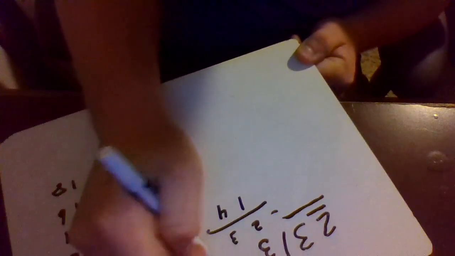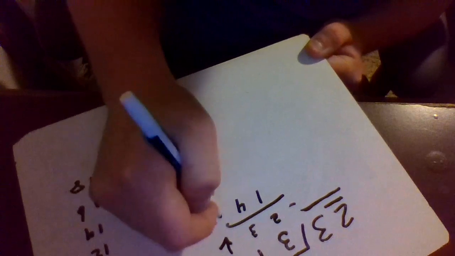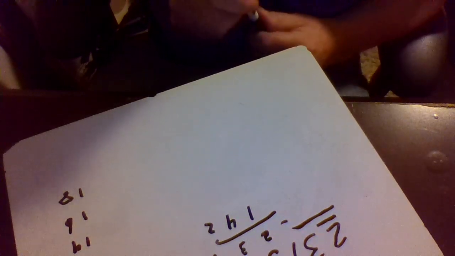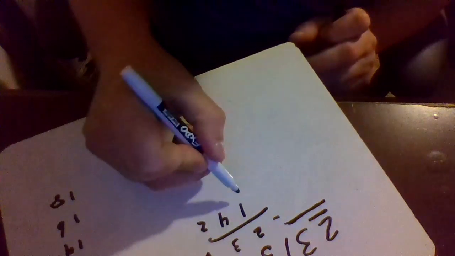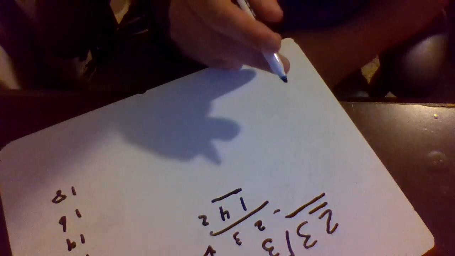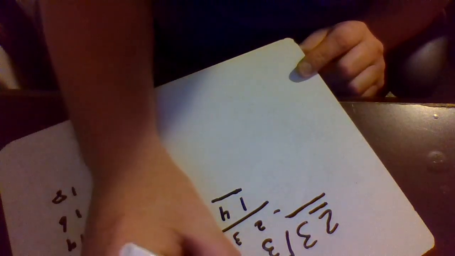So we're going to erase that line so we don't confuse ourselves. And then we're going to bring down your 2. Now this is going to be where your eraser is going to come in handy. There's quite a bit of trial and error in this sometimes. So 2 doesn't go into 1. So we're going to say how many times does 2 go into 14? Well, 2 goes into 14 7 times. So we put a 7 up here.